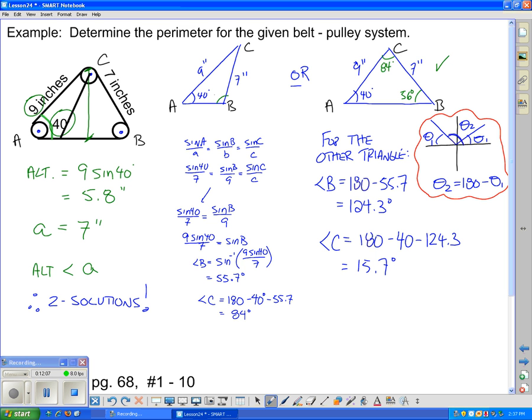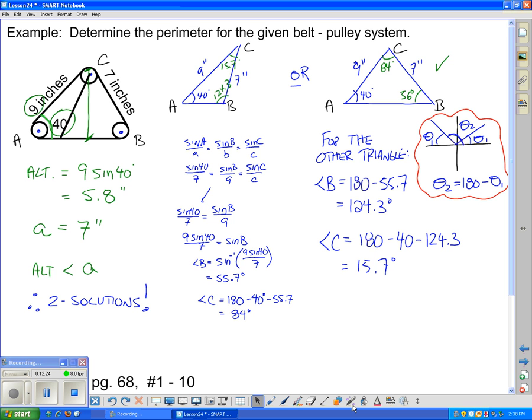Now, for reporting purposes, to make your life simple, when there are two solutions, I want you to draw the two triangles for me and label the information on there. Then we don't have to worry about a therefore statement. Therefore, I know that you are calculating appropriately.